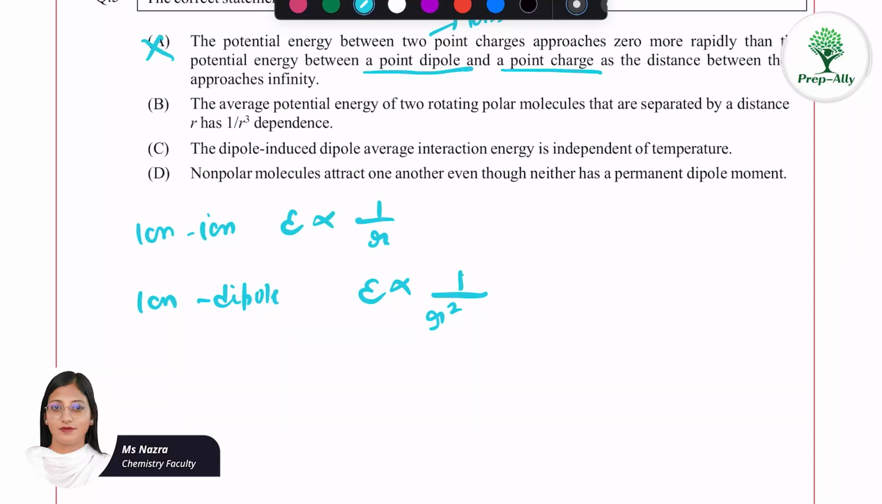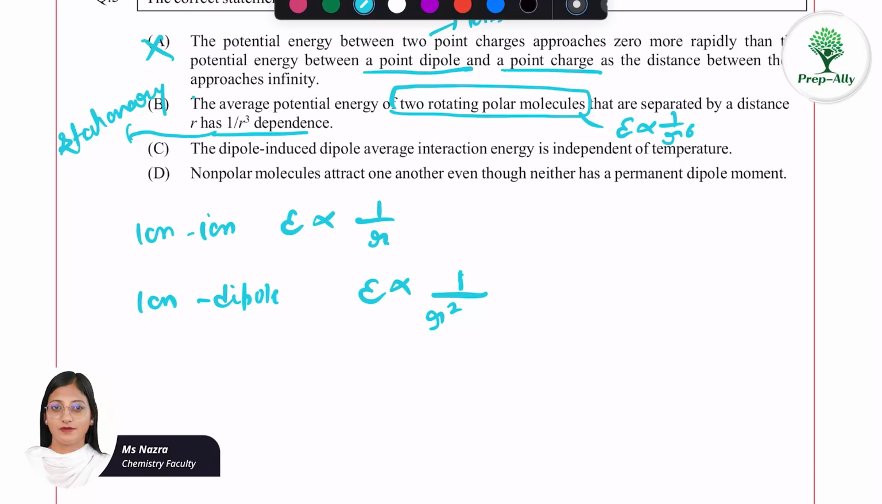Now the next statement is: the average potential energy of two rotating polar molecules that are separated by a distance r has a 1 by r3 dependence. Now these are polar compounds, we can say having the dipole over there, positive and negative charge, right? But they are rotating. And if they are rotating, their energy dependence will be 1 by r to the power 6, not 1 by r to the power 3. That is in case of stationary. So this statement is also incorrect.